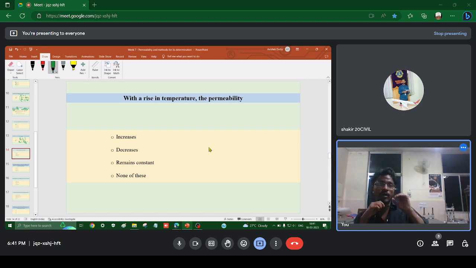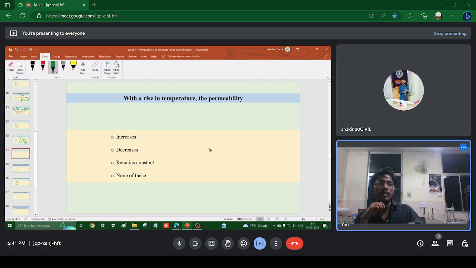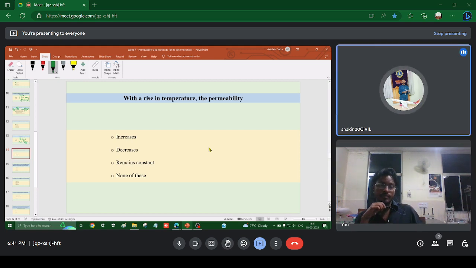When we talk about fluid flow through soil, we are concerned about the packing of the soil particles, right? Yes, sir. Will any rise in temperature cause any change in the packing of the soil particles? No, sir. So rise in temperature will cause a change in what? The permeant, the fluid, right? Yes, sir, the fluid. This is the first thing. Now, how will the fluid change?